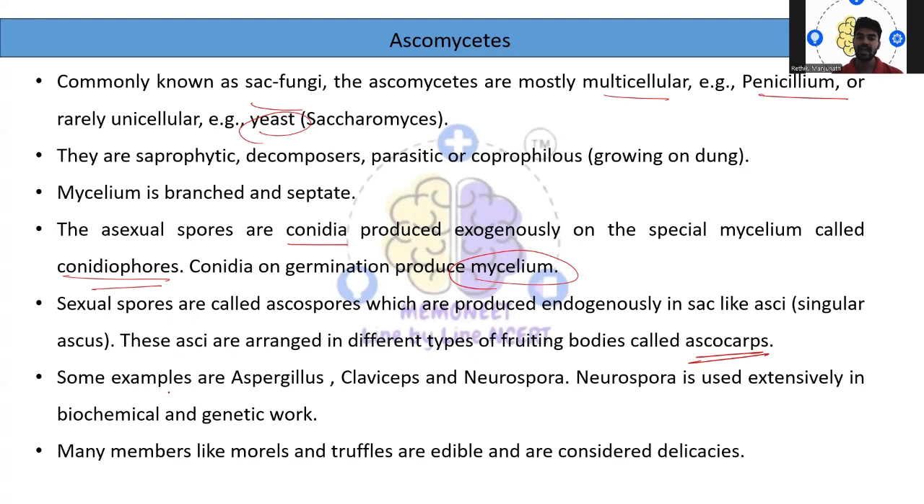Okay, and some of the examples are Aspergillus, then Claviceps and Neurospora. Neurospora is used extensively in biochemical as well as genetic work. So this is another very important thing. Many members like morels and truffles are edible. That is, you can normally eat them and they are considered even delicious.